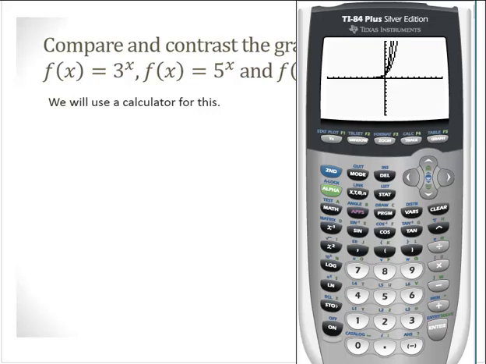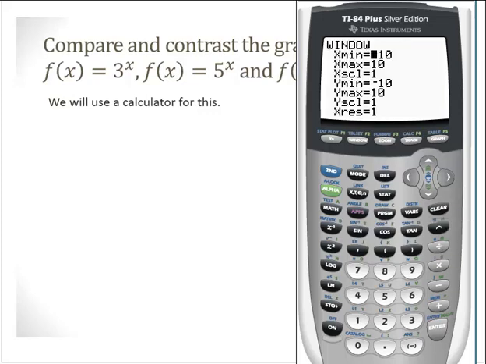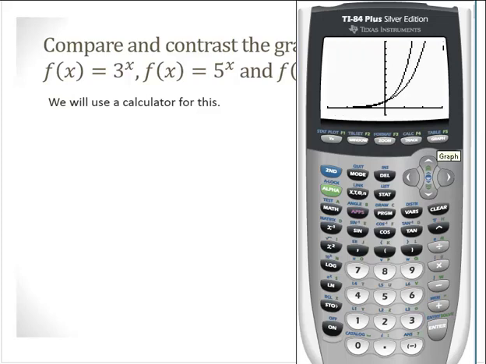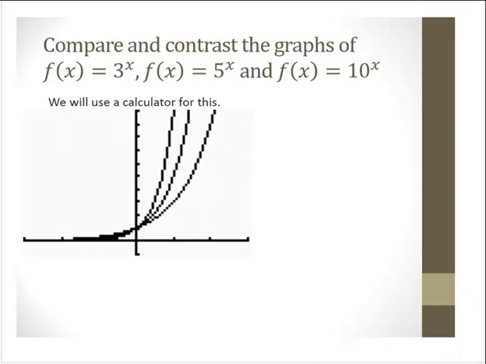All right, and I see 3 graphs. Let me change the window so we get a better picture. How about we just go from, say, negative 3 to 3 on the x-axis, and how about negative 1 to 10 on the y-axis? All right, and I'm going to grab this picture and bring it onto the slide. So here's that picture. Now, this one was the first graphed, so that's 3 to the x. In the middle, there's 5 to the x. And toward the left, there's 10 to the x.